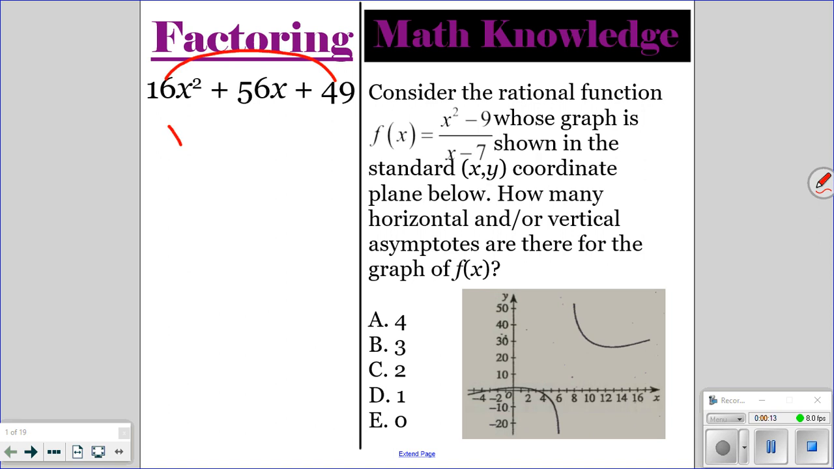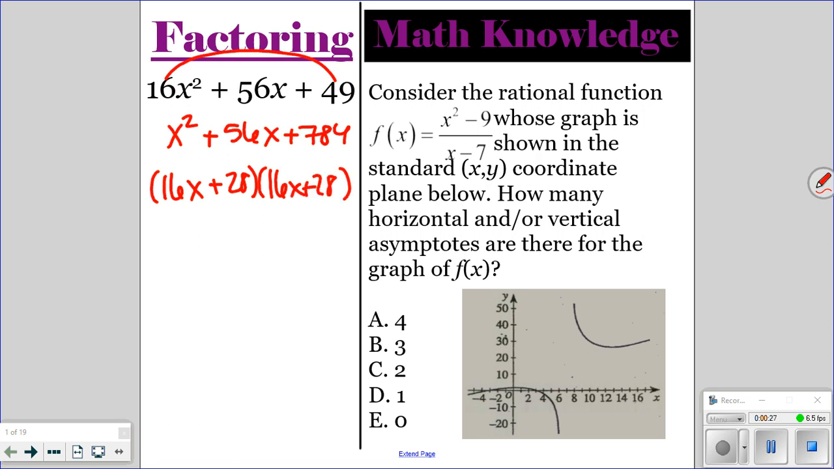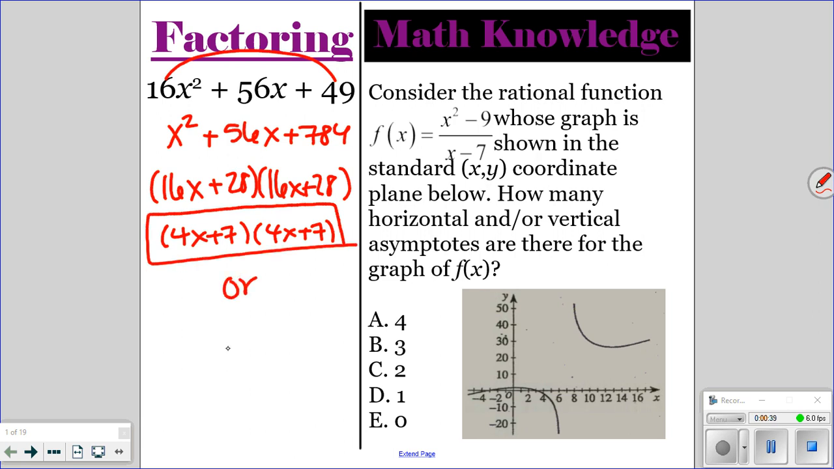You're going to remove the 16 and you'll have x squared plus 56x plus 784. And then when you replace it, you'll have (16x plus 28) times (16x plus 28). Both of those will divide by 4, so you'll be left with (4x plus 7) times (4x plus 7), which you can also write as (4x plus 7) squared.